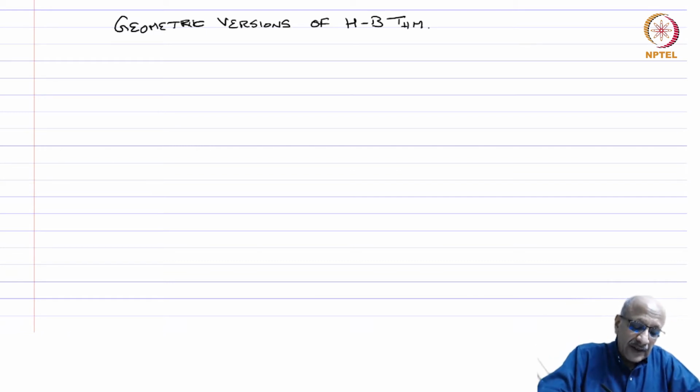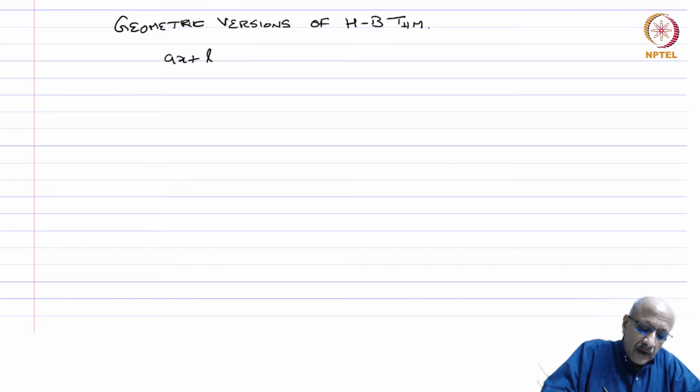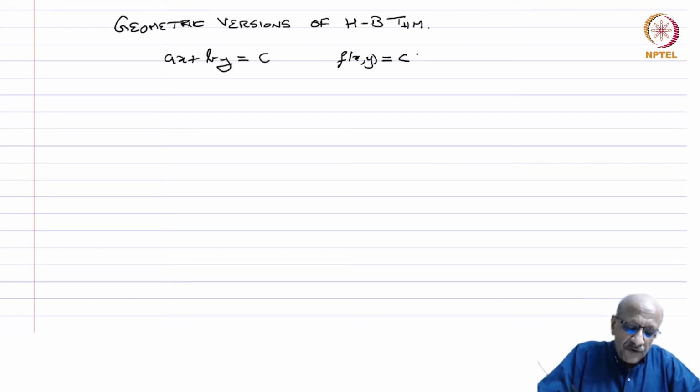This is a generalization of the notion of a straight line in the plane or a plane in R3 and so on. So what is a straight line? ax plus by equal to c. This is a straight line in the plane R2. This can be written as f of (x,y) equal to c, where f of (x,y) is ax plus by, and that's a linear functional on R2.